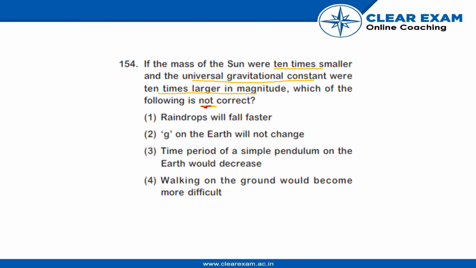The first option is raindrops will fall faster. The second, g on the earth will not change. The third, time period of a simple pendulum on the earth would decrease. The fourth, walking on the ground would become more difficult. So now let us move to the solution part.